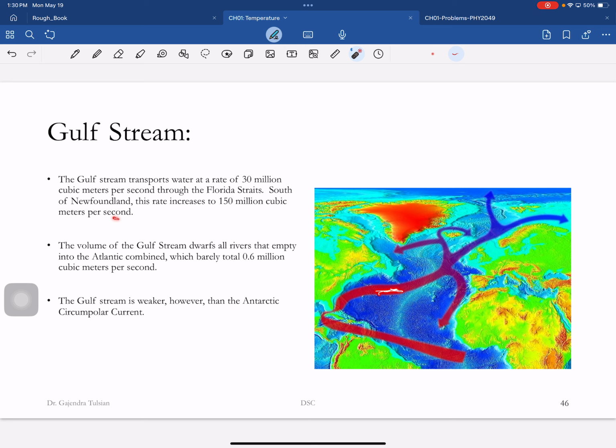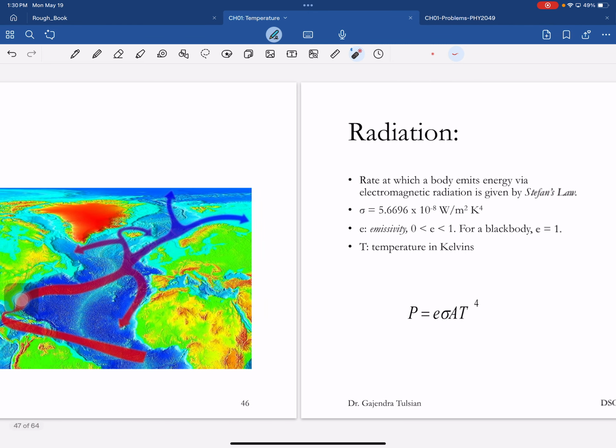And this water is enormous. The volume of the Gulf Stream dwarfs all rivers that empty into the Atlantic combined. So in the Atlantic, what are the rivers? The Mississippi and the Amazon are the two big ones, and they only dump 0.6 million cubic meters. So that's 300 times greater.